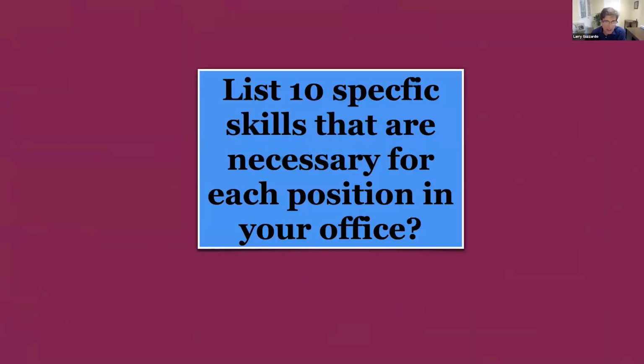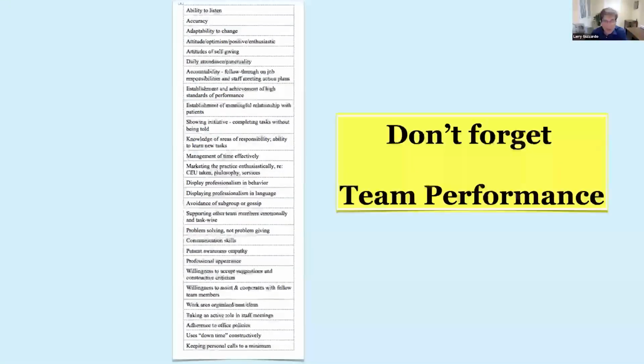So what I want you to start thinking about, and you might just make a note for yourself, is list 10 specific skills that are necessary for each position in your office. Write that down on a piece of paper, because you want to make sure that you know that at least these 10 specific skills are in your job description. But you'll also need them when you're writing an ad or when you're interviewing somebody to talk to them about the skills that they possessed. Of course, don't forget team performance.